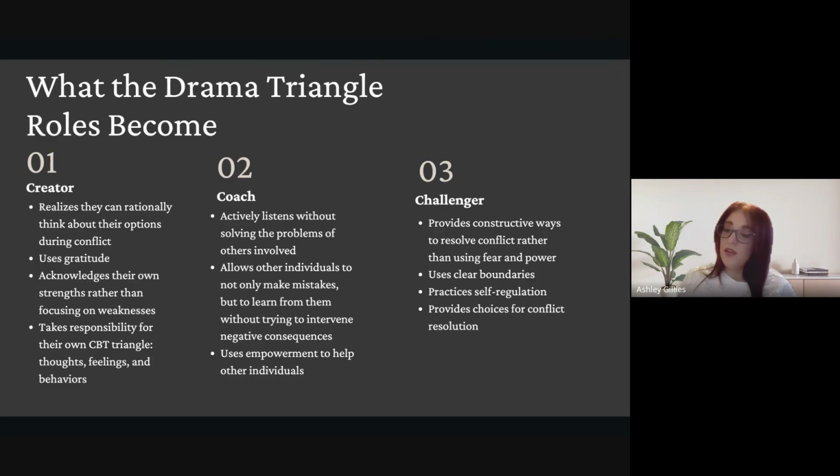do you see this as a mistake? If you do, why? Where was the education lacking? How did you not know that this was a problem? Like, I tried to coach her through it, which also becomes the challenger, right? Providing constructive ways to resolve this rather than hounding her, right?